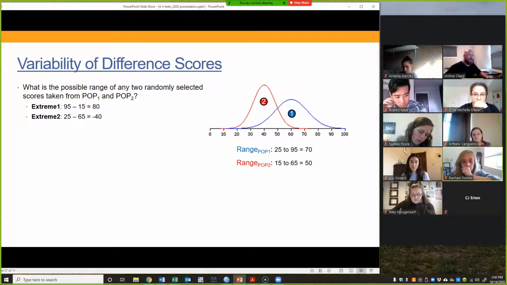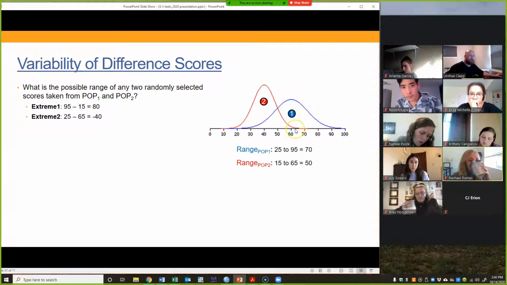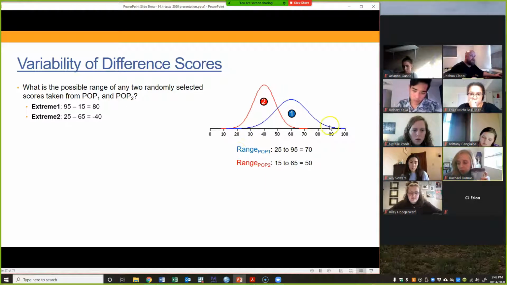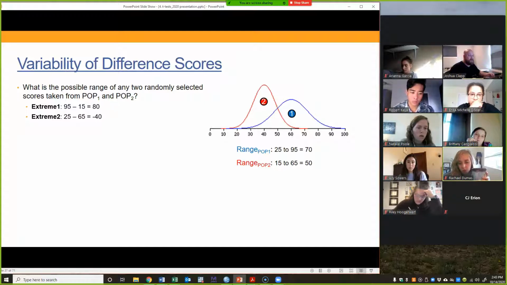But in the other direction, instead of picking the largest score in population 1, I pick the lowest score in population 1, 25. Then I sample a person from population 2, and I get the max score in population 2, which is a value of 65. So in my first scenario, my observation from population 1 is 80 points higher than my score from population 2.